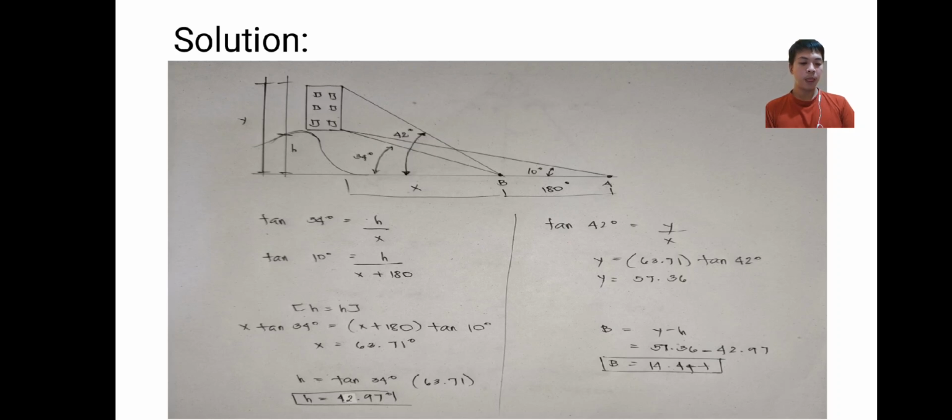Next, tan 42 degrees is equal to y over x. Y is equal to 63.71, which is the value of x, times tan 42 degrees. So y is equal to 57.36. B is equal to y minus h. So b is equal to 57.37 minus 42.97, which is the height of the tower. So b is equal to 14.4 feet.